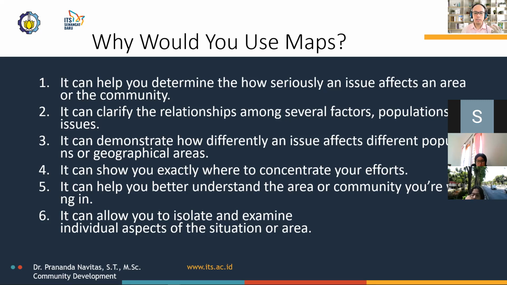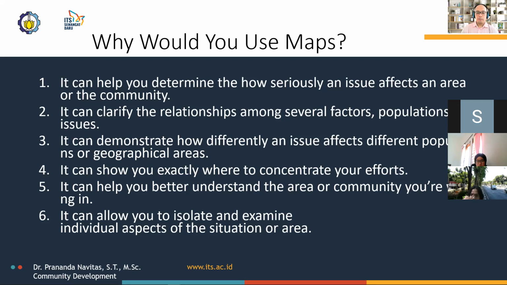2, it can clarify the relationships among several factors, among several populations, or several issues. Now, oftentimes, being able to see a picture of the interaction of various factors makes it much easier to understand how they influence one another. Relationships jump out at you from a map in a way that they don't from a column of numbers, for example.